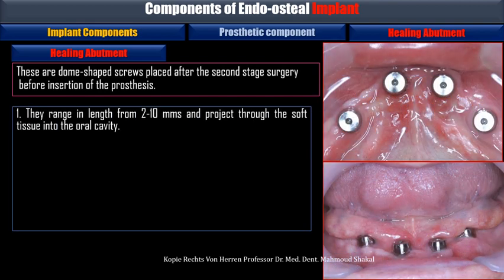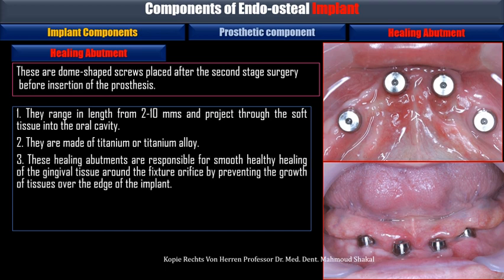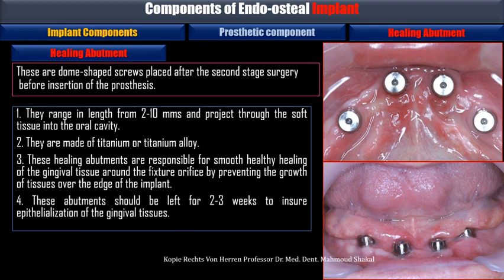They range from 2 to 10 millimeter and project through the soft tissue in the oral cavity, made of titanium or titanium alloy. These healing abutments are responsible for smooth, healthy healing of the gingival tissue around the fixture orifice by preventing the growth of the tissues over the edge of an implant. These abutments should be left from 2 to 3 weeks to ensure epithelialization of the gingival tissues.